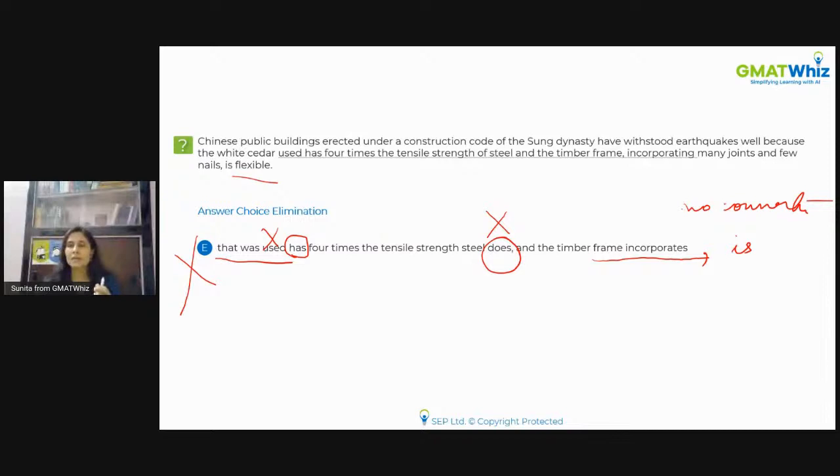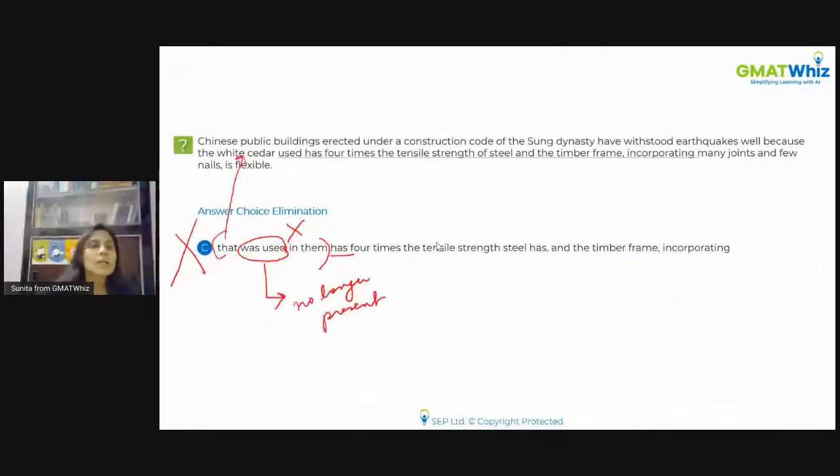So Gagan says he's not sure why C is incorrect. Gagan, I don't remember what the C choice was, but I'll quickly pop back to C. The past tense is incorrect, Gagan. Okay. We're talking about the Chinese buildings have withstood earthquakes well. Simple, the present perfect. So we're talking about cedar, which is still there. Why would you say was used? Simple past is used for things that are no longer present. Okay. So it is definitely incorrect here.